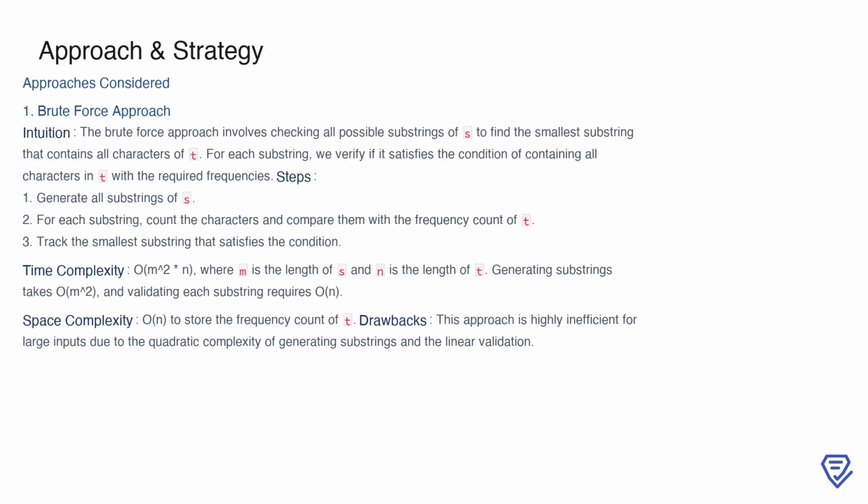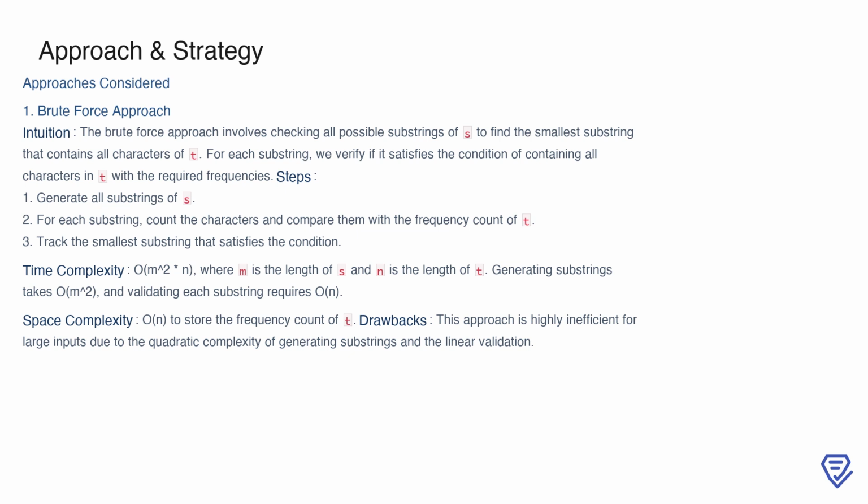To solve the minimum window substring problem, one approach we could consider is the brute force method. The intuition here is straightforward. We generate all possible substrings of the input string S and then check each one to see if it contains all the characters of the string T with the required frequencies. To break it down, we would first generate these substrings, then count the characters in each, compare them with the frequency count of T, and finally keep track of the smallest substring that meets the condition.